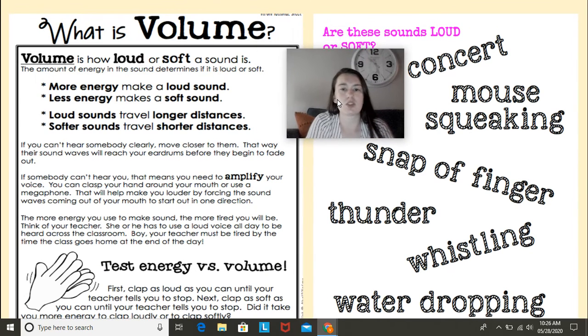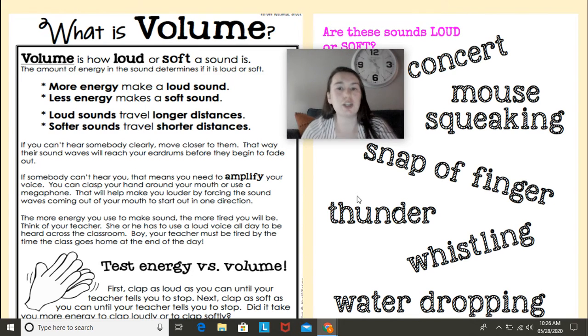Okay. So what is volume? We've talked about pitch, and now we're going to talk about volume. Pitch is how low or high the sound is, but volume is how loud or how soft a sound is. The amount of energy in the sound determines if it is loud or soft. More energy makes a loud sound. Less energy makes a soft sound. Loud sounds travel longer distances, and softer sounds travel shorter distances.